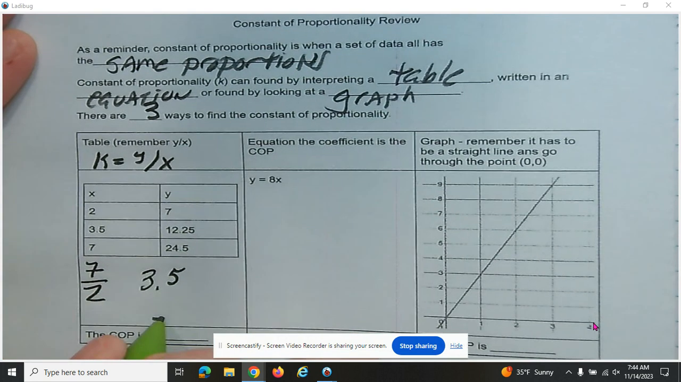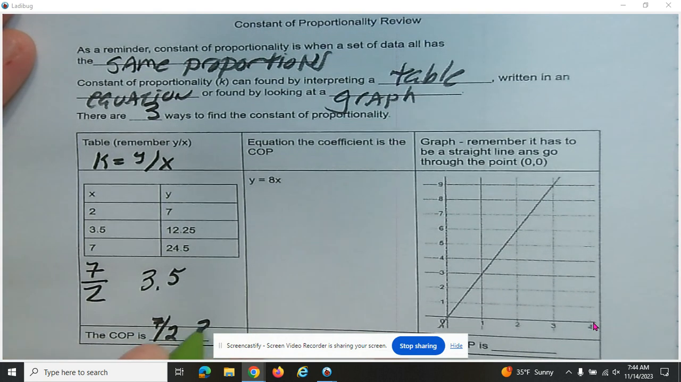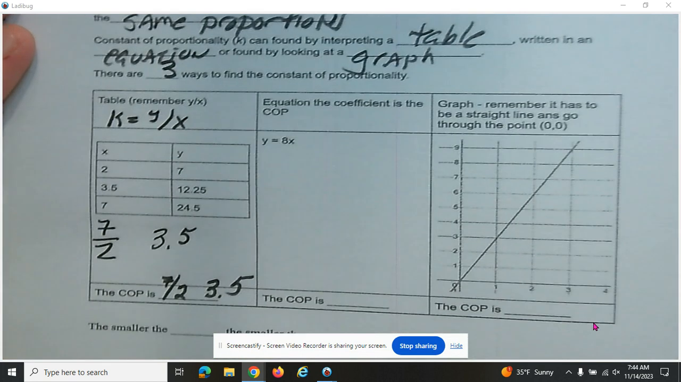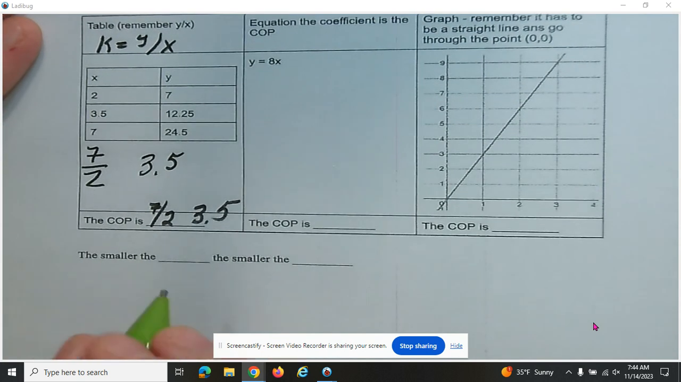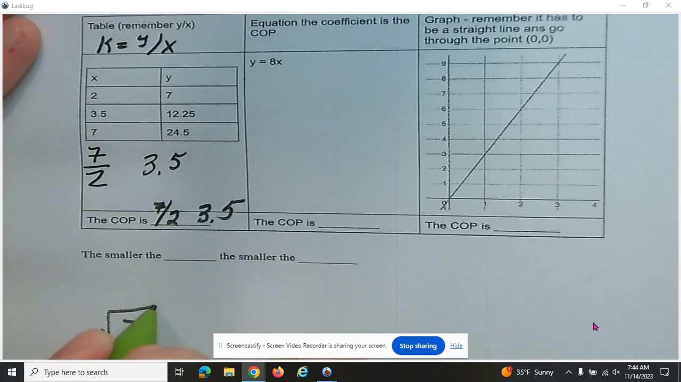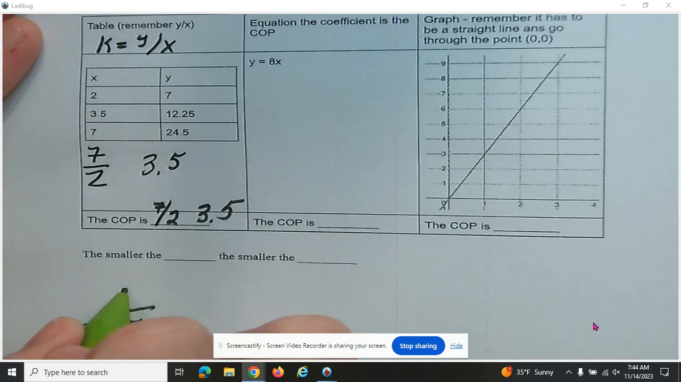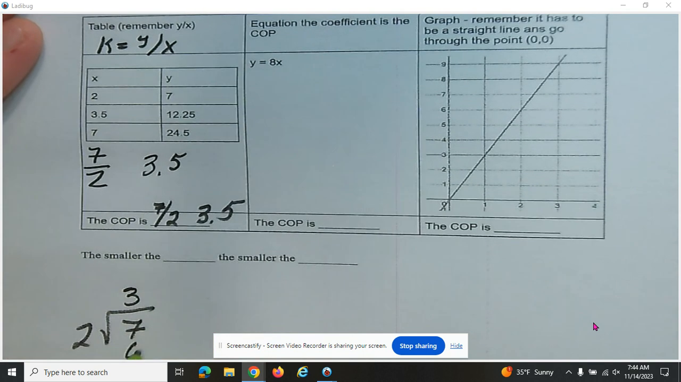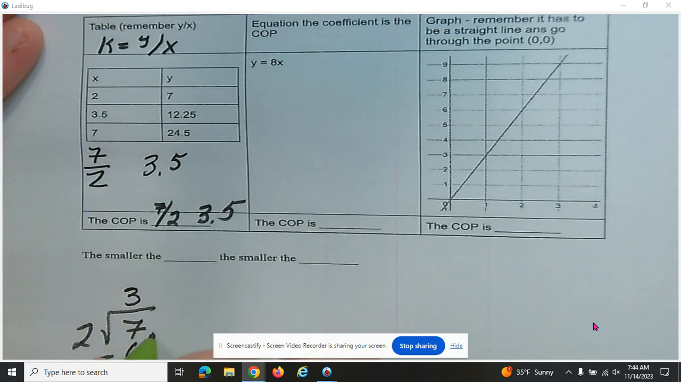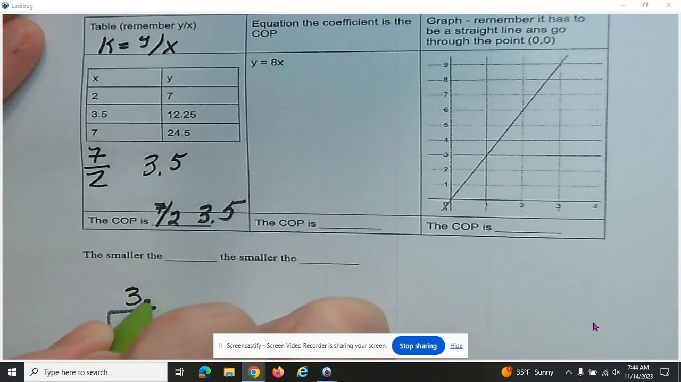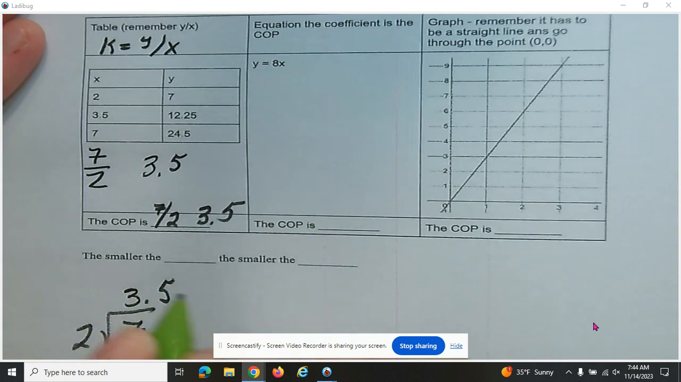You will see it written either way, 7 over 2 or 3.5. If you didn't know how to get to 3.5, 7 goes on the inside, 2 goes on the outside. 2 goes into 7 3 times. 3 times 2 is 6. 1 left over. Add a decimal, add a 0. 2 into 10 goes 5 times.